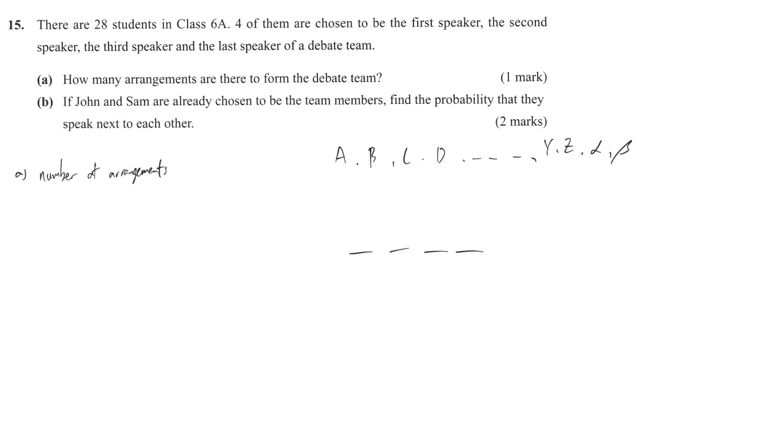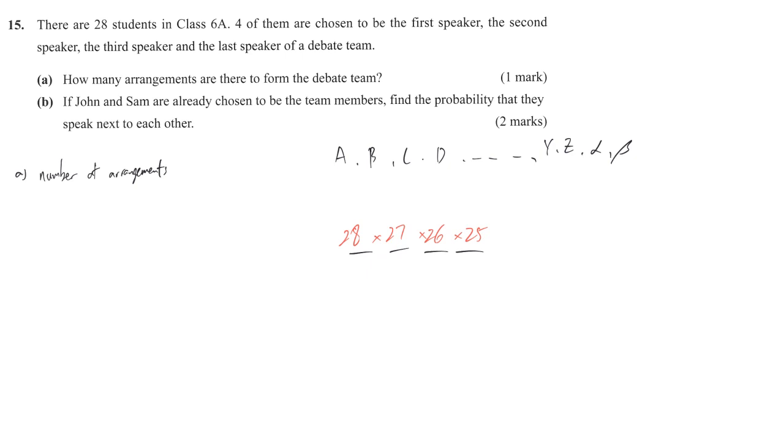I reserve 4 spaces. For the first speaker, there are 28 choices. We have no limitation, so we just write down 28 choices here. And then for each person we chose as the first speaker, we have 27 students left that we can choose. So this one times 27, the following less, and also the following. And we have to think whether we should divide out the duplicate cases.